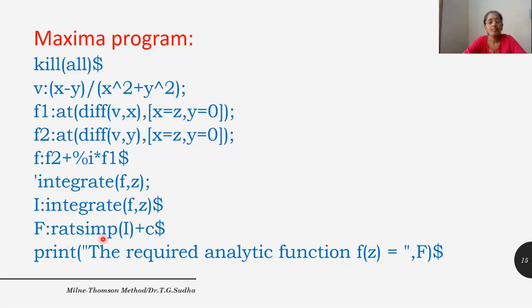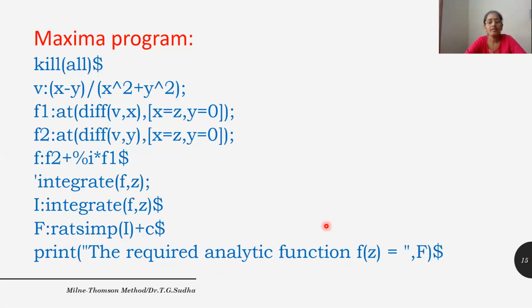F is ratsimp of f. Once again, for simplification, we are using the command ratsimp because by default Maxima doesn't simplify the required result. And plus c, a constant of integration. Let us give the print command. The required analytic function f of z is equal to f, that is nothing but the previous output.